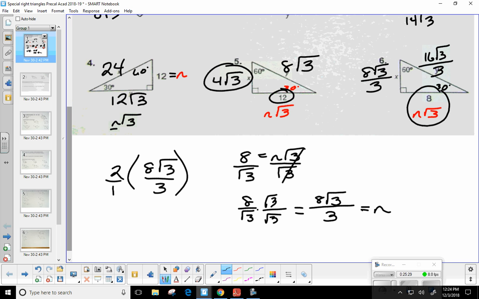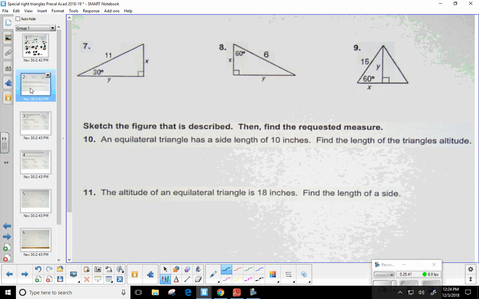Doing all right? Okay. Now we are moving on into our next lesson. This material is not going to be on your test. In fact, we may not even finish this before we get to the test, and that's okay. All right. 7, 8, and 9. Okay, so it looks like 7. So we have 30. So this one would be 60.